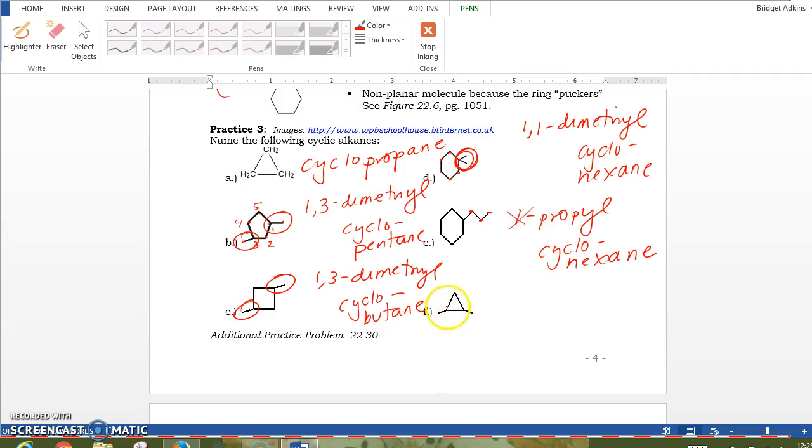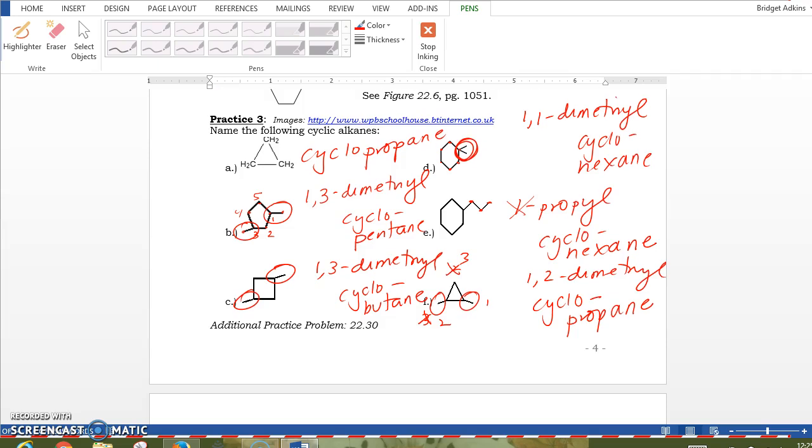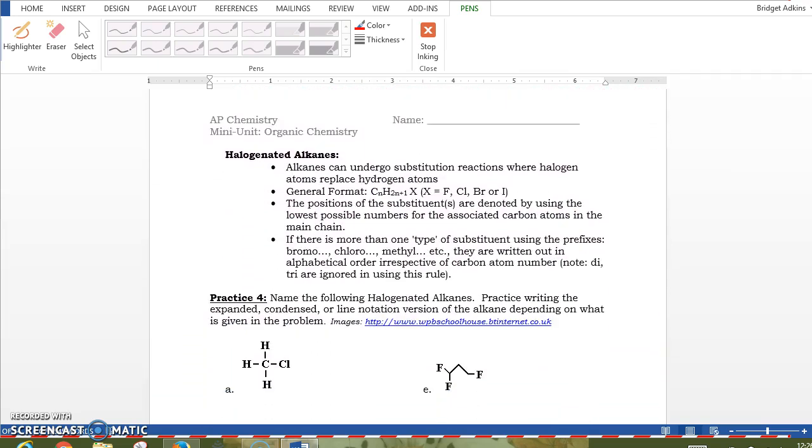All right, our last one, we've got a triangle, a branch, and a branch. The triangle represents cyclometh-eth-propane. Cyclopropane. So coming off, we've got methyl groups. If I number going this way, 1, 2, 3, that gives me a 1,3-dimethyl. So that's not going to work. We're going to go the other way. 1, 2, 3. So we have a 1,2-dimethylcyclopropane. So that's how you do your cyclics.